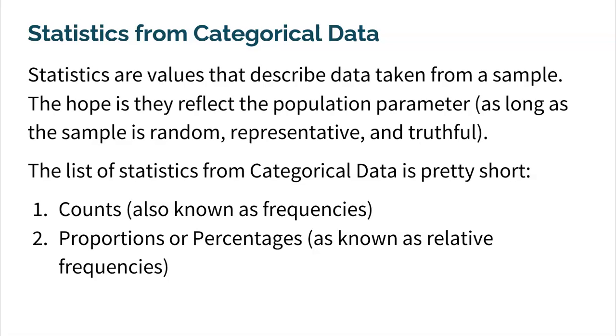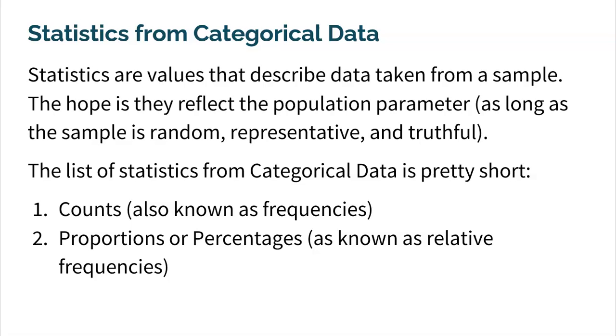Now, the list of statistics from categorical data, again, the list of information that can be described from categorical data, is actually pretty short. So number one, we have counts. These are also known as frequencies. It would be like we got a big sample of Skittles, and we counted 96 of them are green. That would be the frequency, how many greens we counted.